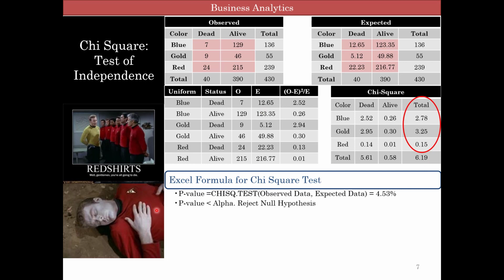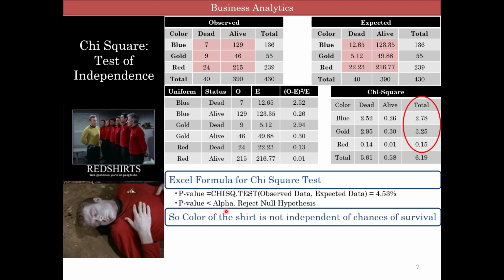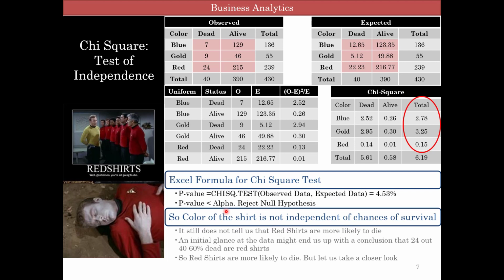So we can get this p-value by using chi-sq.test, and then you select the observed data, that is the center here. You select this whole thing, comma, the expected data, which is this, which gives you 4.53%, which is very close to our alpha of 5%, but it's less. So we can reject the null hypothesis and say the color of the shirt is not independent of the chances of survival.